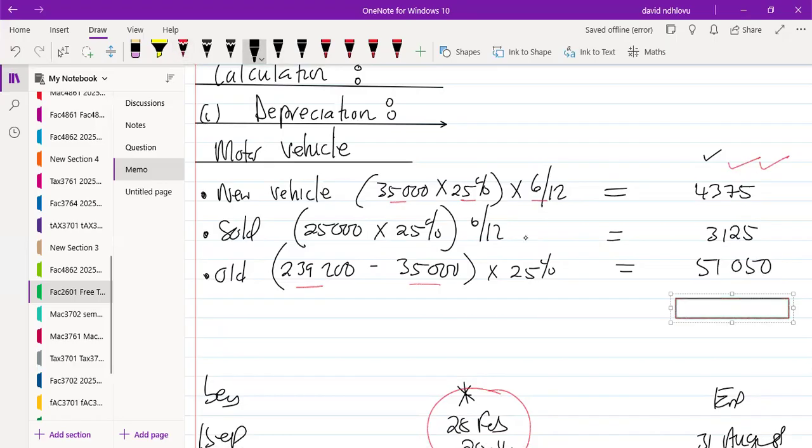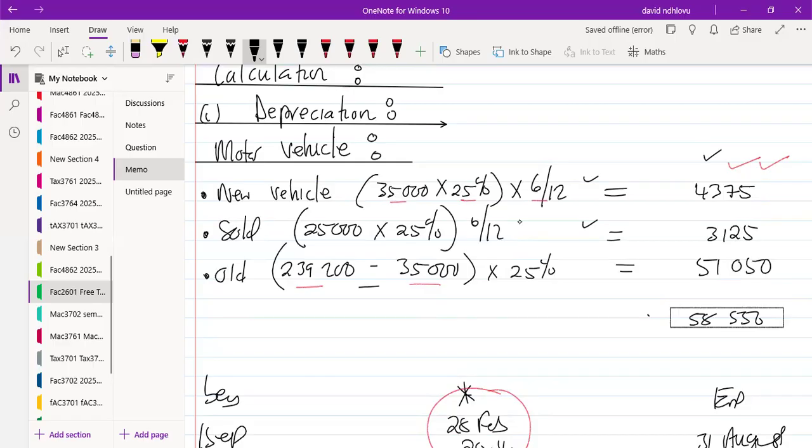So there won't be any months. Right, this one, remember, the one that we are calculating for now is the old vehicle. It was there from the beginning of the year right up to the end of the year. So no months there. Okay, makes sense. So we don't prorate that one. But the other two, they were only used for half year. That's why we are prorating them. So that will give you your depreciation for motor vehicle.